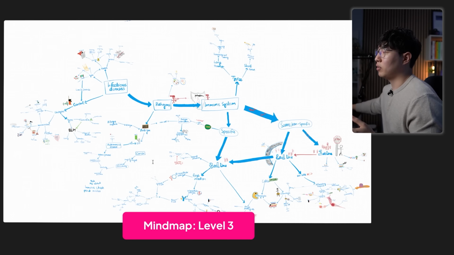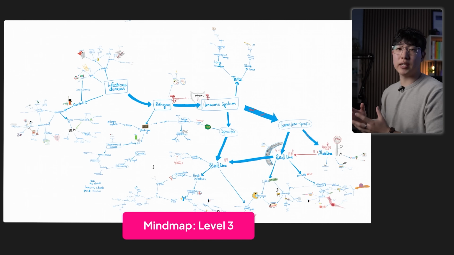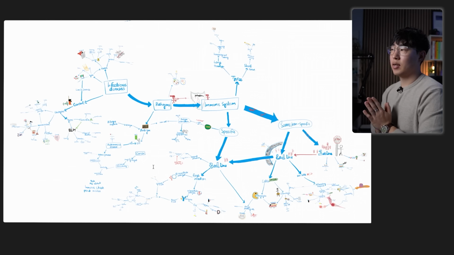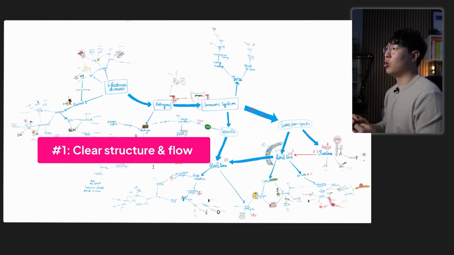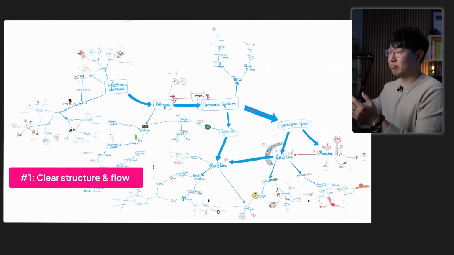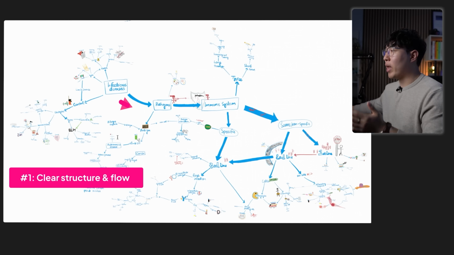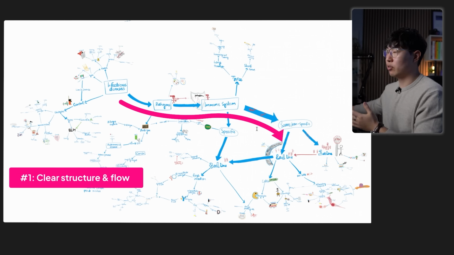Now, let's dive back into the level 3 mind maps, which is where the real power of mind maps comes in. Here's an example of mind maps at level 3 again. And there are 3 characteristics that you need to know at level 3. The first thing is that the structure and flow is much clearer. You can clearly see where the information is going throughout this map.